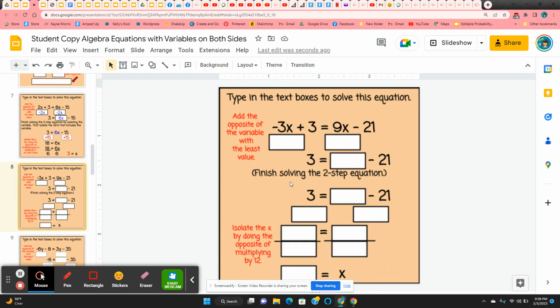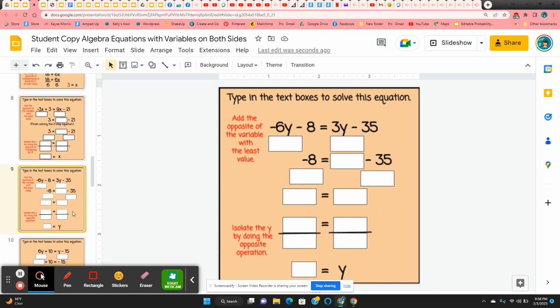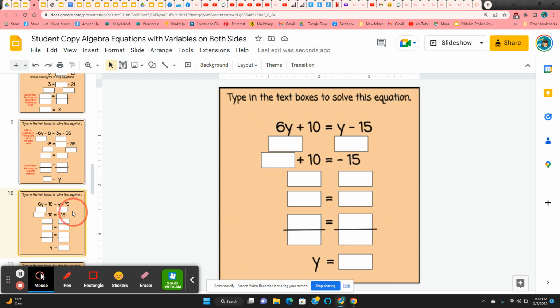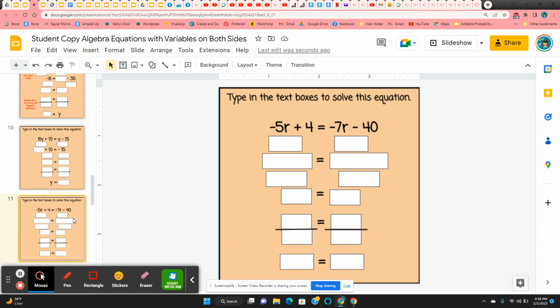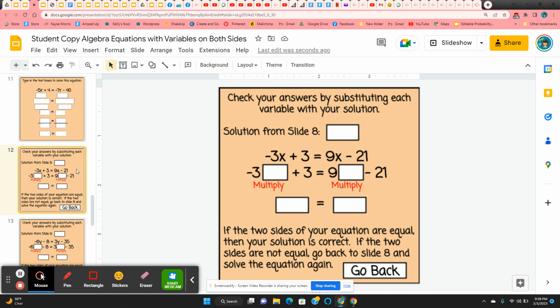They're going to do the same thing on the next slide. They're going to have to solve the entire equation on their own. And then it just moves into more difficult equations. When they get to slide 12, now they're going to be checking to see if their answers are correct. So here it says, what was your solution from slide 8?